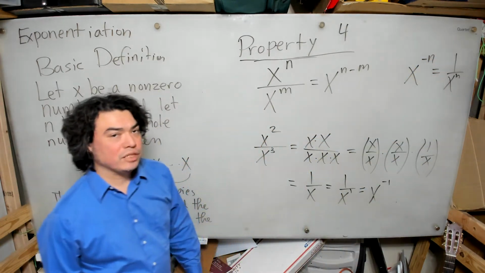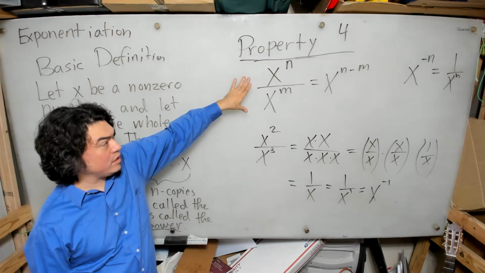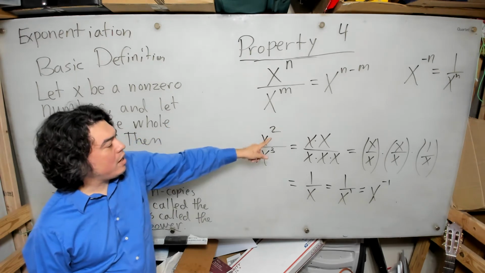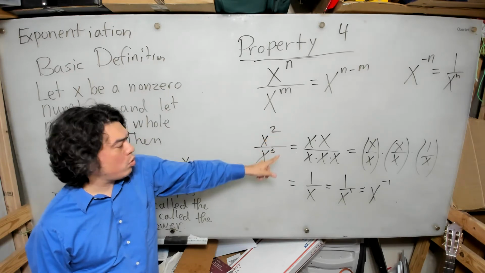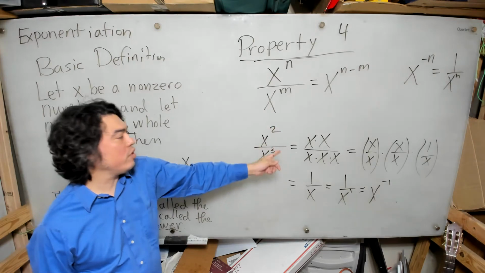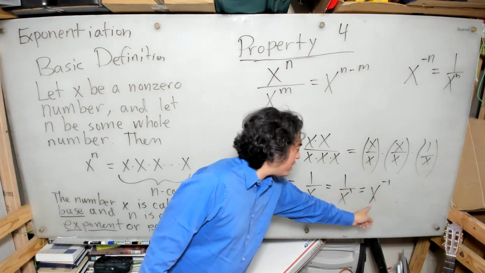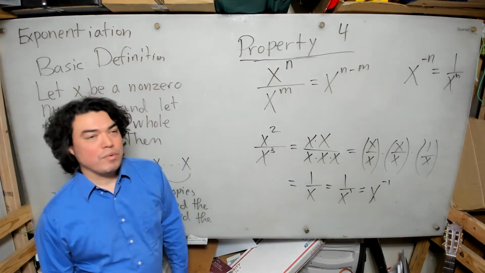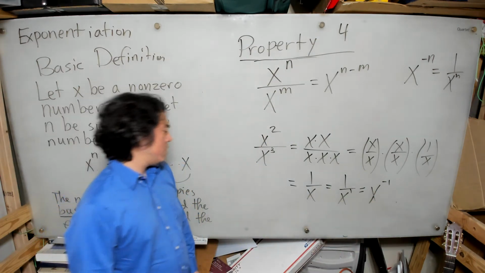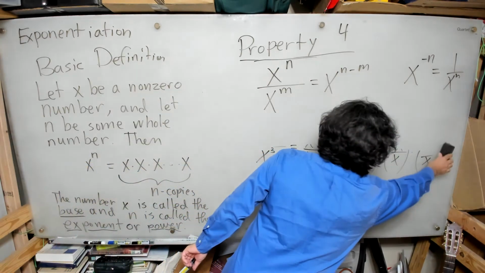Now let's see if this meshes with our property x to the n over x to the m is equal to x to the n minus m. Aha, x to the 2 over x to the 3 should be x to the 2 minus 3 if this property is right. 2 minus 3 is negative 1. And indeed we see that this is x to the negative 1, which is what we expected from this rule. Now, let's do another example to look through this together.